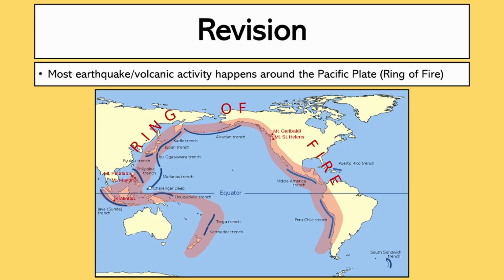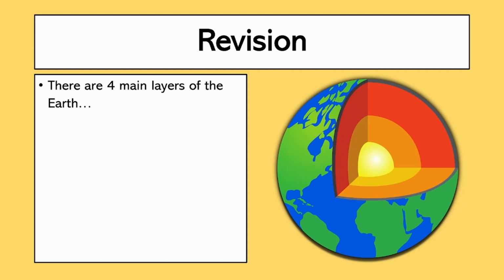So let's get started. A little bit of revision again. Reminding ourselves that most earthquake and volcanic activity happens around the Pacific Plate, that ring of fire. We touched on this in the last few lessons. The Pacific Plate is one of the biggest tectonic plates on the Earth, and it hosts most of that activity around its edge.